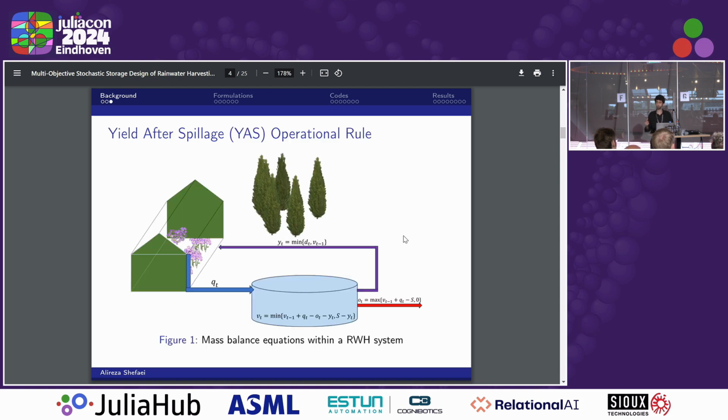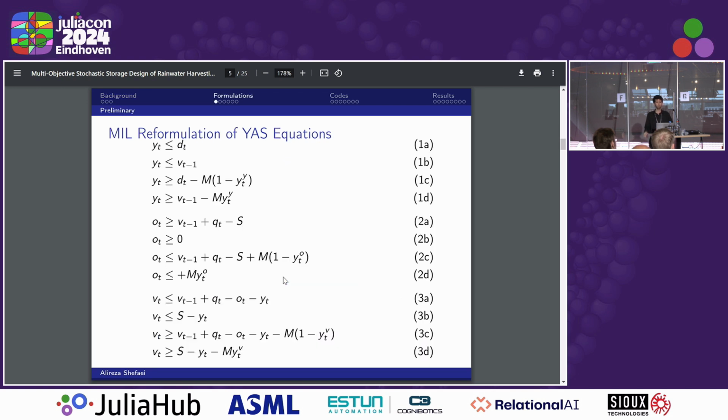To start, for considering the operational rules, the flows in the network, we consider the mainly used yield after spillage method, in which you can see the different flows, for example, runoff, the outflow, and the volume of the storage in the network, and S represents the storage size. But the min and max operators in these flows make the problem highly non-convex, and we could not solve this problem to optimality. So we use the big M method, and by introducing binary variables, reformulate the non-convex problem to a set of mixed integer linear equations.